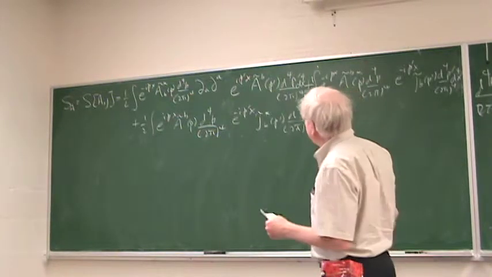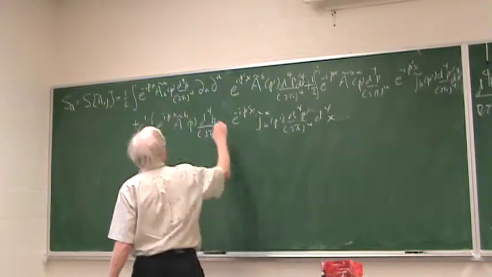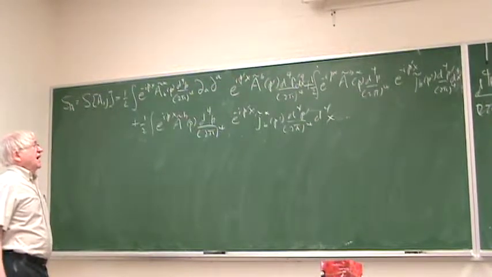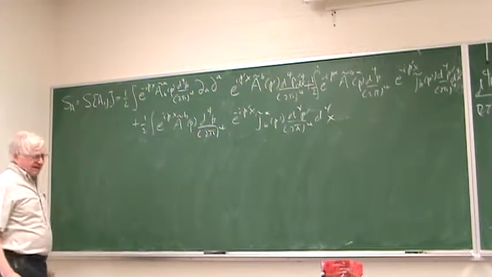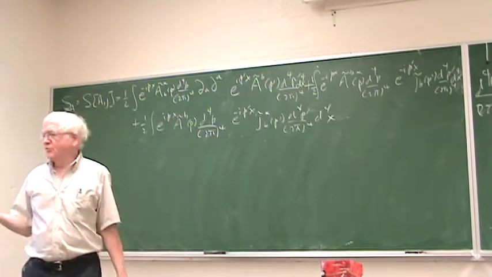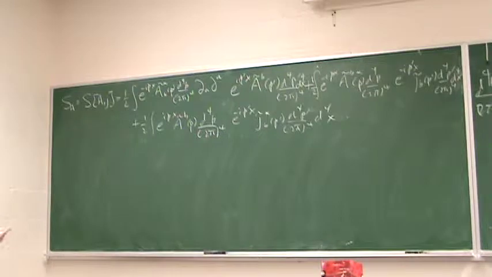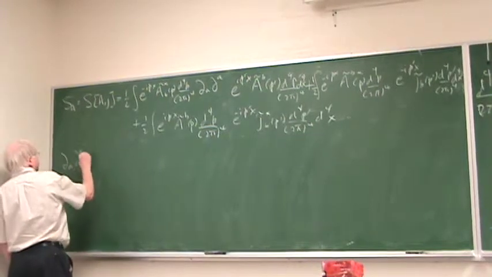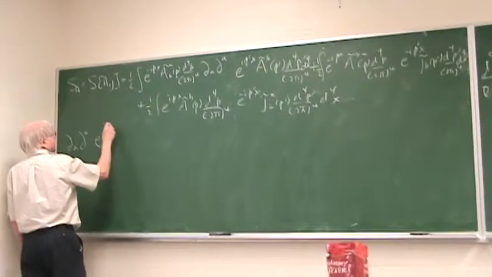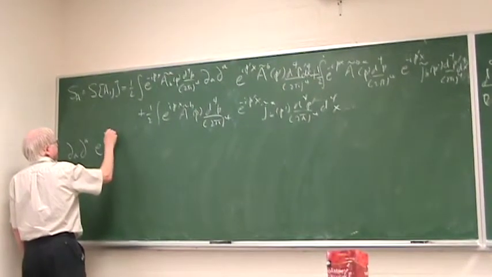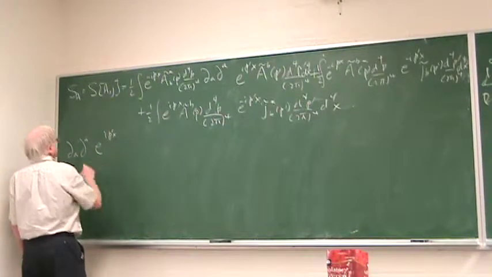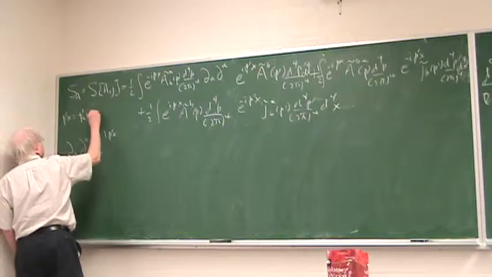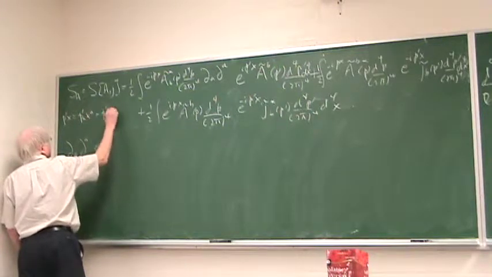All right, well, we might as well notice what this is going to do. This is going to bring down an i p prime, and let me do this explicitly for you, even though I imagine many of you can see exactly how it works. But let me do it really carefully. p prime x, what is it? Well, p prime x is p prime a x a, and it's also p prime upper A x lower A.